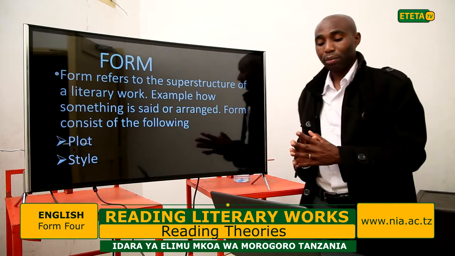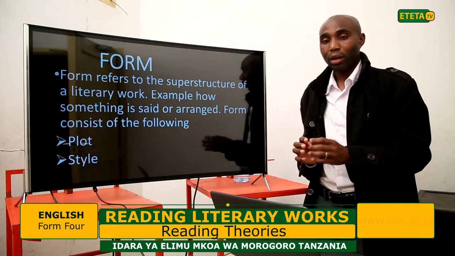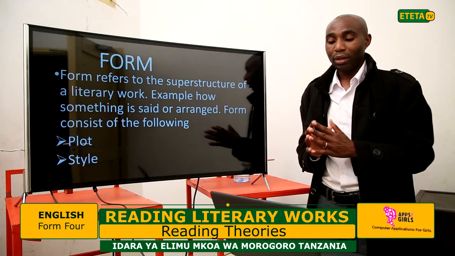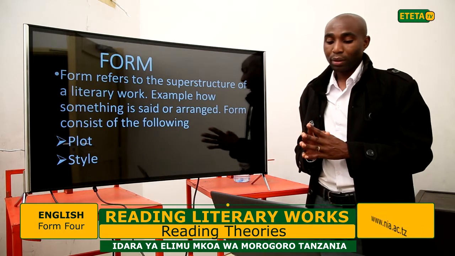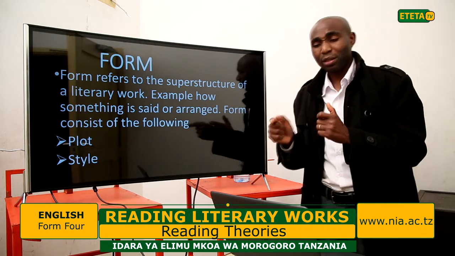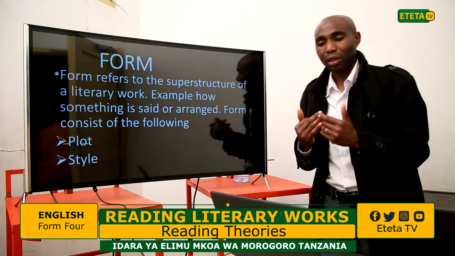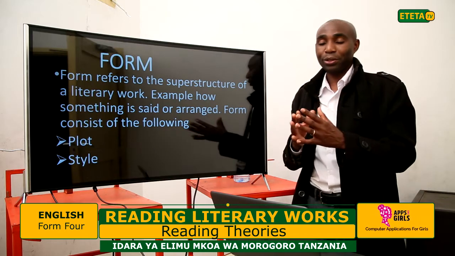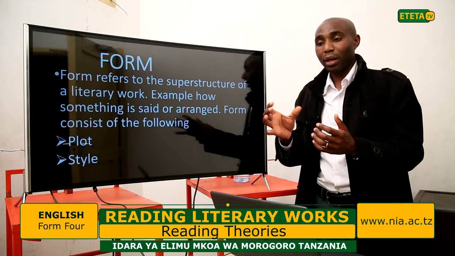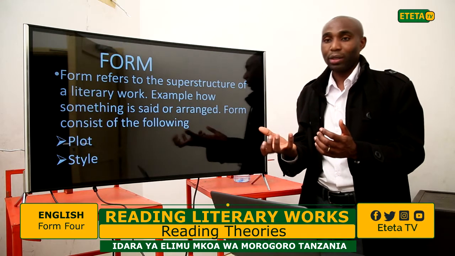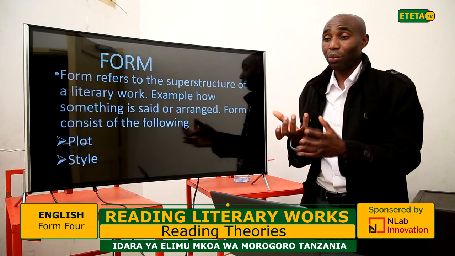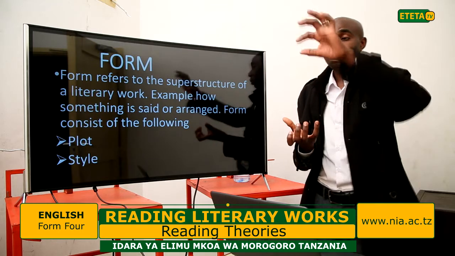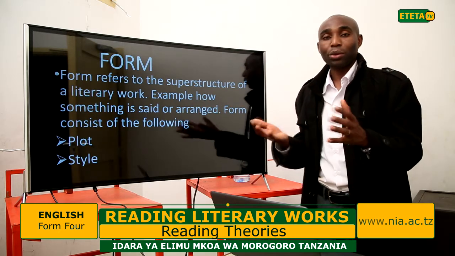Now, I would like to start with the form. As I already told you, form refers to the superstructure of a literary work. For example, how something is said or arranged. Form means a structure, a superstructure, or how a certain thing can occur within a society. Maybe take an example: you have a glass at home. Once you hold a cup or a glass in your hand which does not have anything within it, we call it a form. Once you put water within the glass, we call it the content.